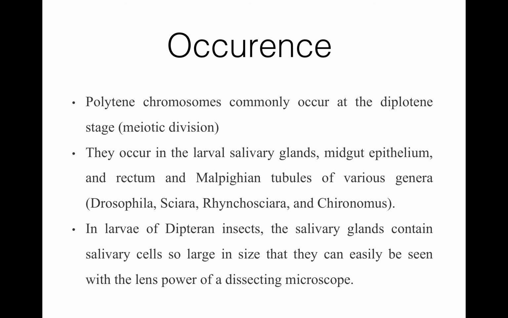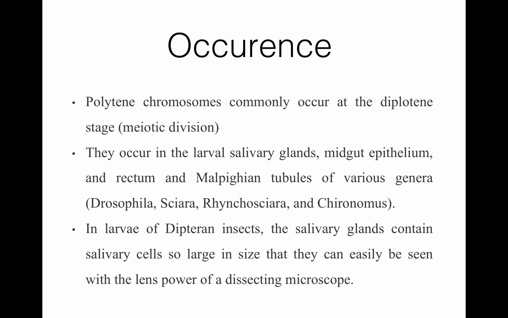Then occurrence. These chromosomes commonly occur at the diploid stage of cell division. These chromosomes have been observed in salivary gland cells, Malpighian tubules, ovarian muscle cells, and gut epithelial cells of the larvae of dipteran species like Drosophila, Chironomus, Sciara, and others. They are also reported from suspensor cells of developing embryo in leguminous plants.